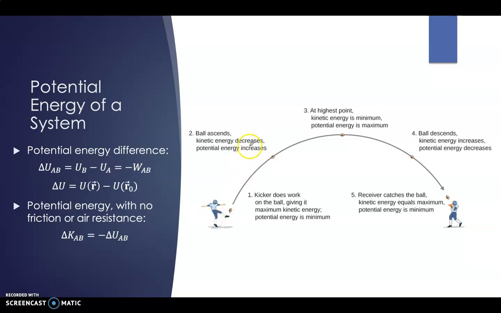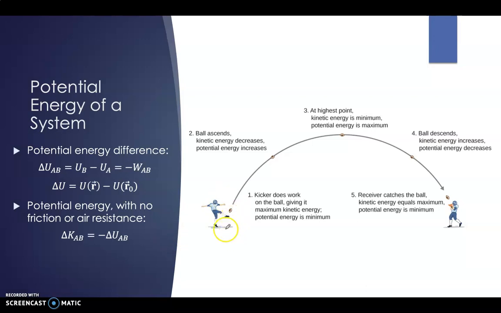Now I want to first draw your attention to this diagram. Okay, so we have this football player kicking a football up into the air until somebody catches it out there. And we want to note what is going on at each stage. So at this first stage, you have the kicker who does work on the ball, and it gives it a maximum kinetic energy, and the potential energy is minimum.